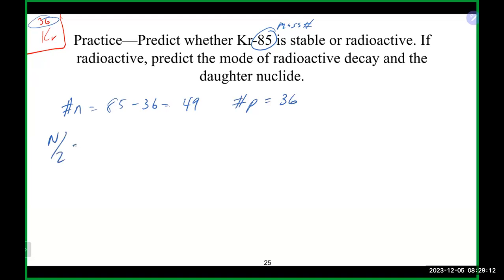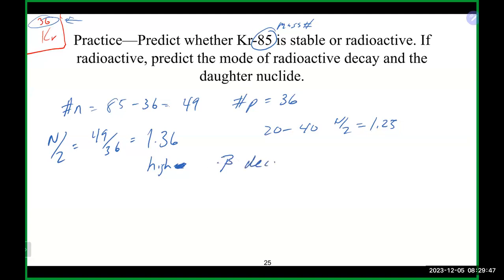That will give us an N to Z ratio of 49 divided by 36, which gets us 1.36 in terms of our ratio. This is 36, which means it falls between the 20 and 40 range, where the acceptable ratio is about 1.25. So in this case, it looks like it's a little too high. It needs to come back down, so it's going to do a beta decay.